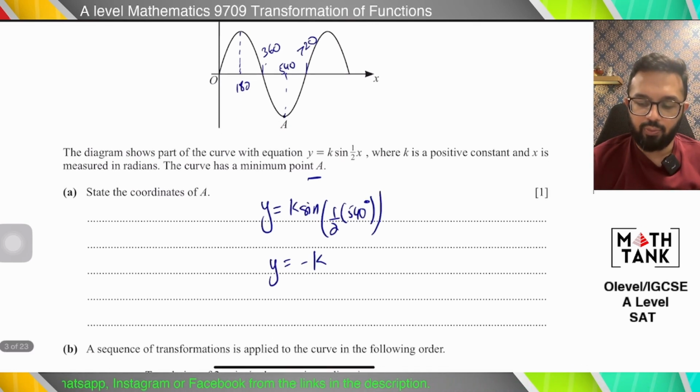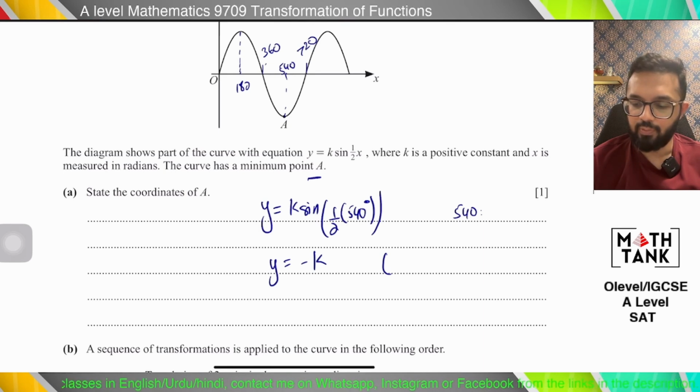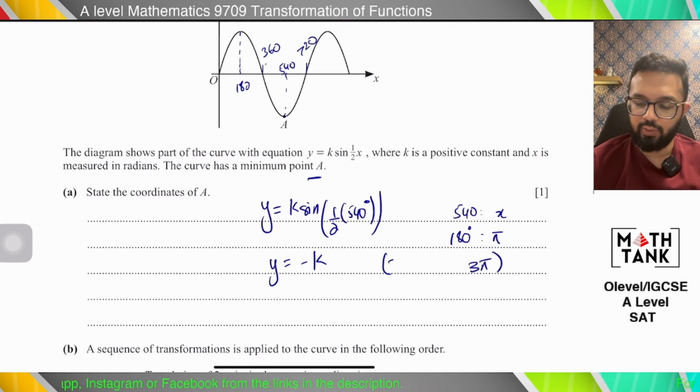Okay, so the coordinates of A are 540 in radians is, I will have to convert that too. Okay, so that's 3 pi basically. So 3 pi comma minus k. I think that should be the correct answer.